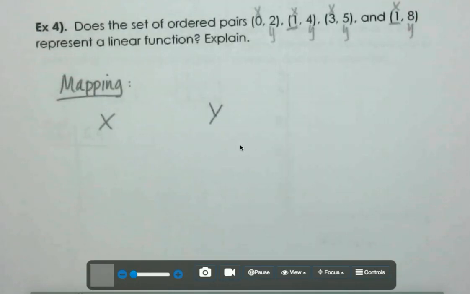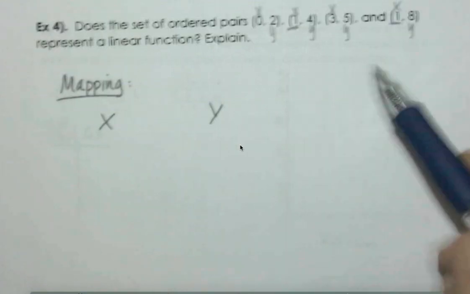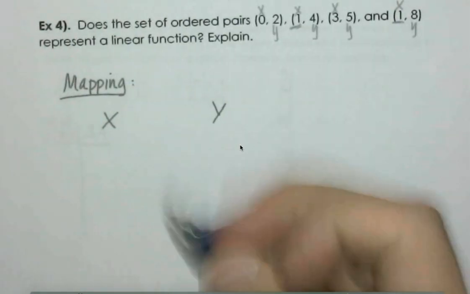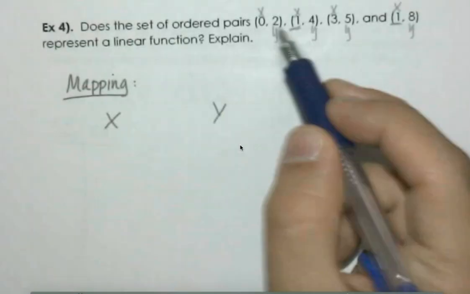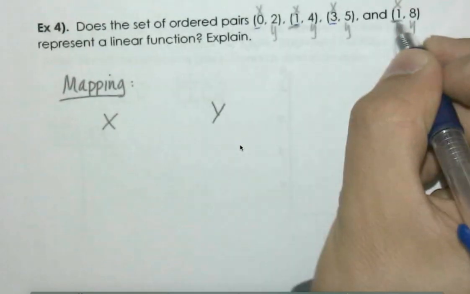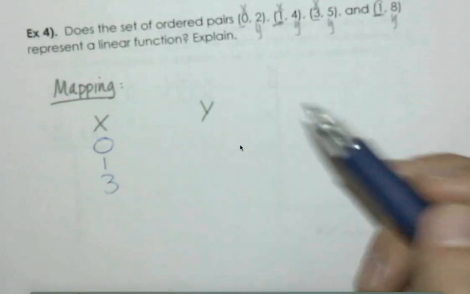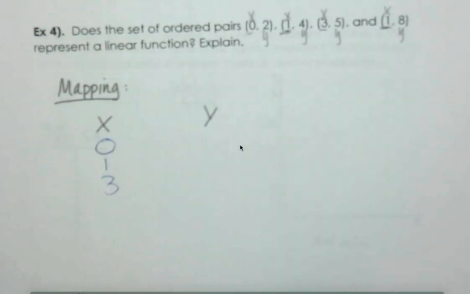This next example is pretty easy to understand. We're being asked to decide on the set of ordered pairs representing a linear function or not and explain. So we are being asked to decide on pretty much if this is going to go in a consistent pattern as this moves. So let's map out our x terms here, which would be 0, 1, 3, 1. We'll go in higher order: 0, 1, 3. 1's repeating, so we'll just keep 0, 1, and 3. As far as the y terms, we have 2, 4, 5, and 8.